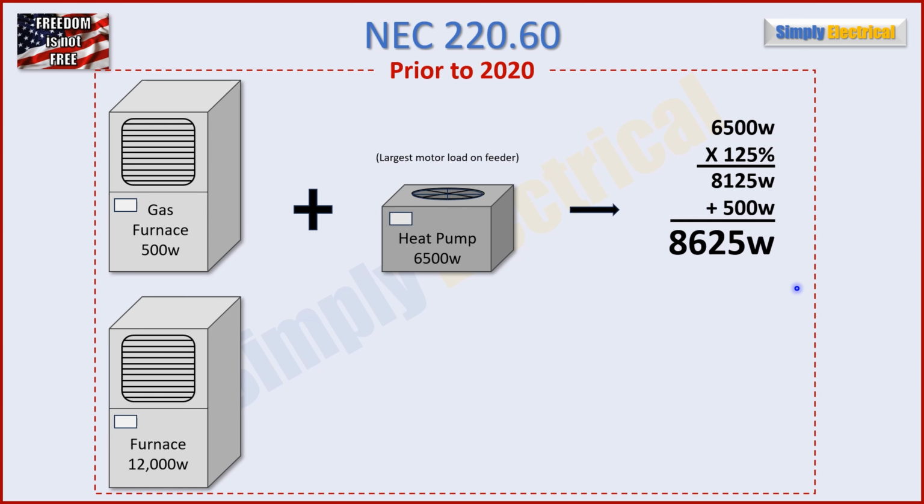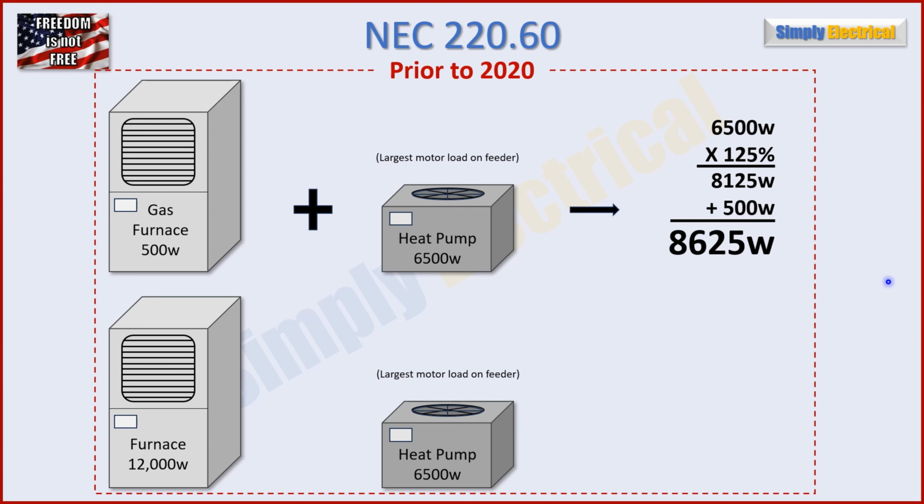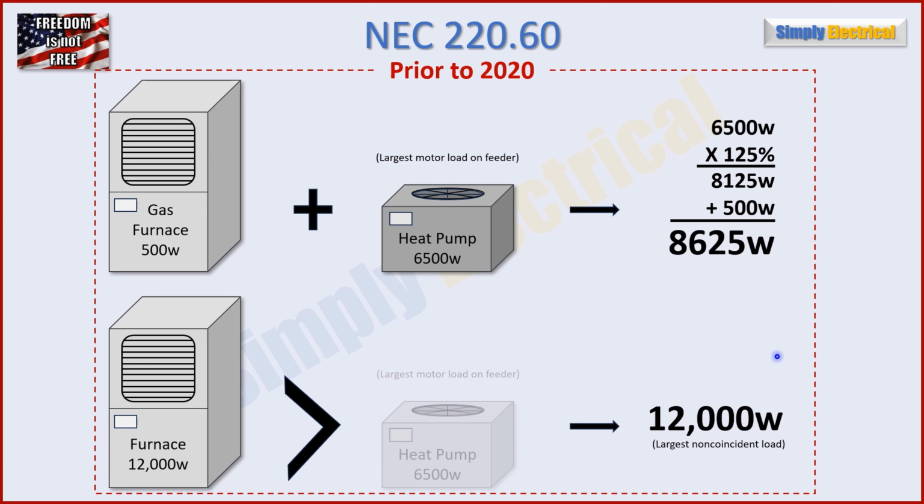Let's say the furnace is electric instead of gas. The heat pump is still the largest motor on the feeder, but is now the lesser of the non-coincident loads. The furnace is now larger than the heat pump. In that case, we would take the furnace load alone, and the heat pump would be excluded from the calculation altogether, as if it no longer existed. And that gives us 12,000 watts total.